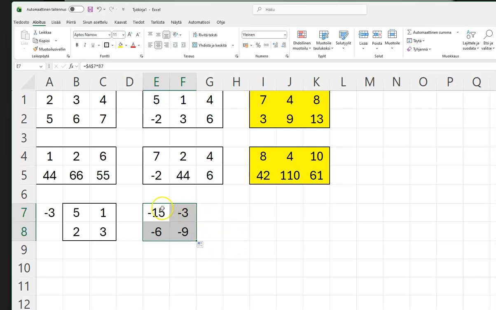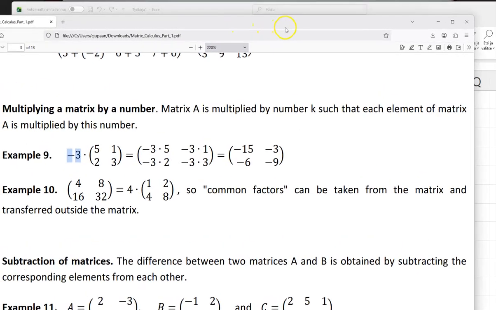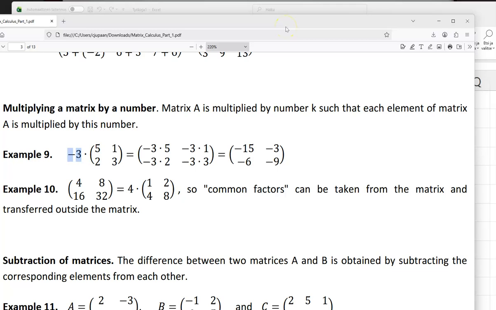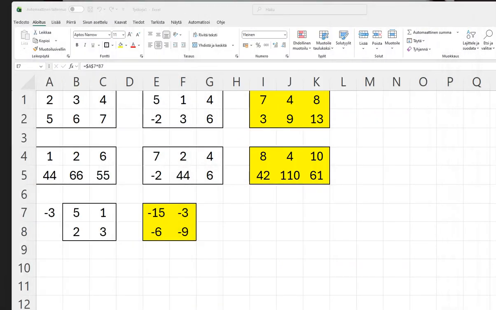So as you see, now it multiplied all the elements inside the matrix by -3. So the same result as in this example there. All elements have negative values, because all was multiplied by a negative number.